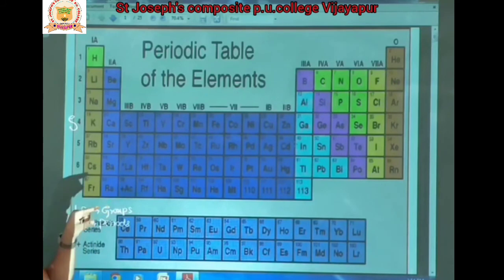Come to the 13th family. This has boron, aluminium, gallium, indium, thallium and the newly discovered element nihonium.